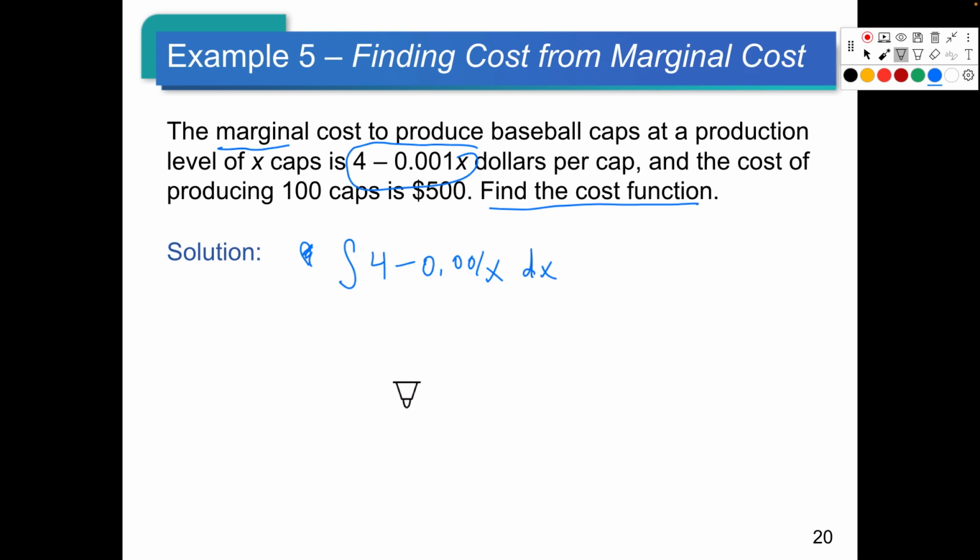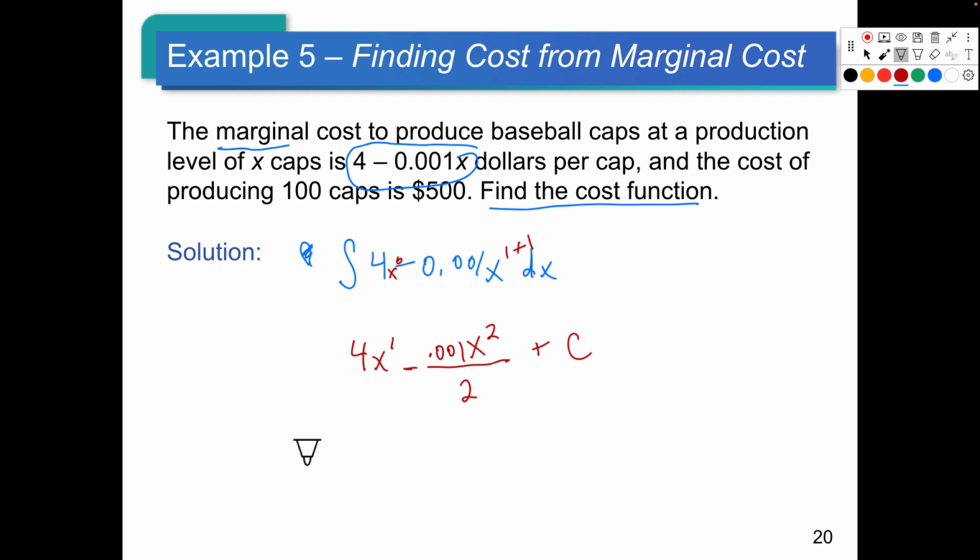So for our first step, and I like to work down, when I integrate 4, what am I going to get? Remember, this is really 4x to the 0. Add 1 to the exponent. So that's x to the first power, divide by 1. Then I've got this, which is x to the first power. I'm going to add 1 to the exponent, so we're going to get x squared, and we're going to divide by that new exponent. And this minus 0.001 just kind of comes along for the ride. And then we have plus a constant.